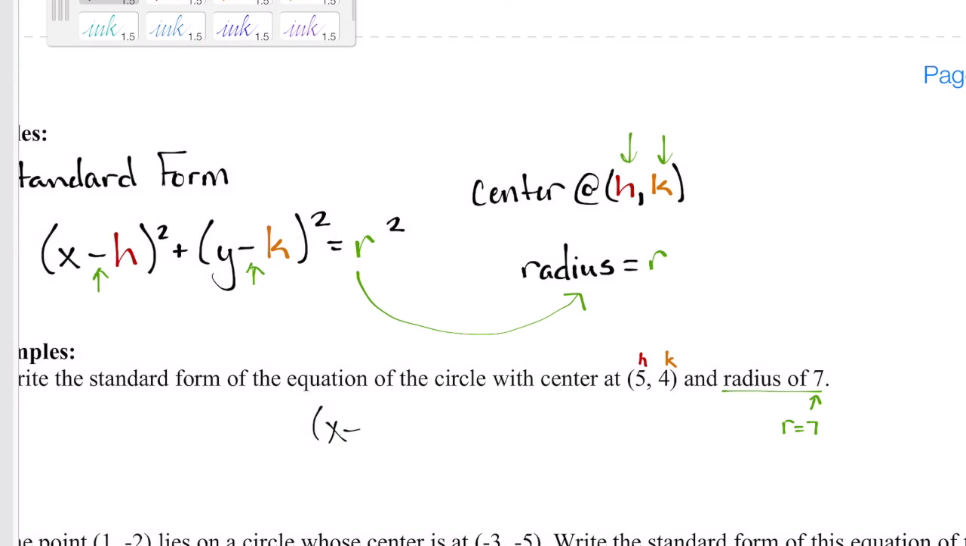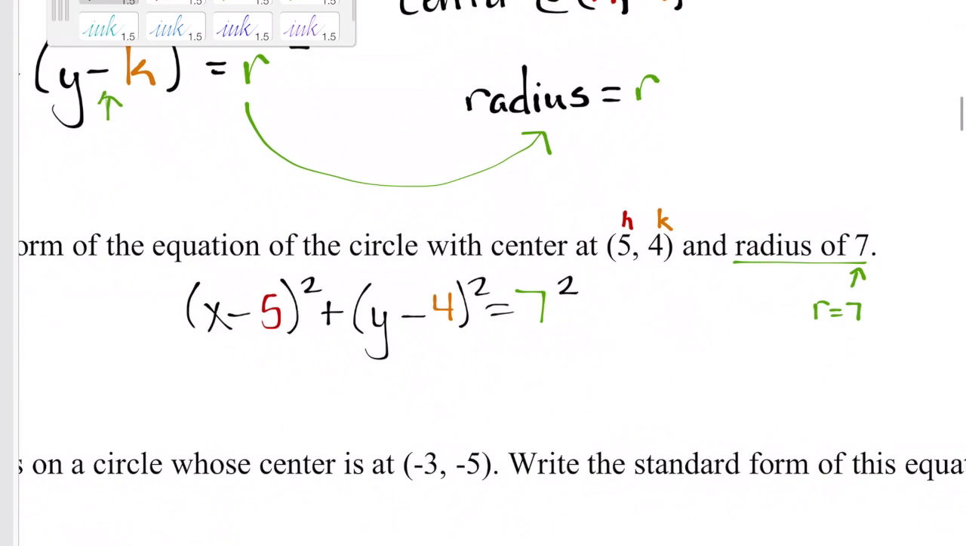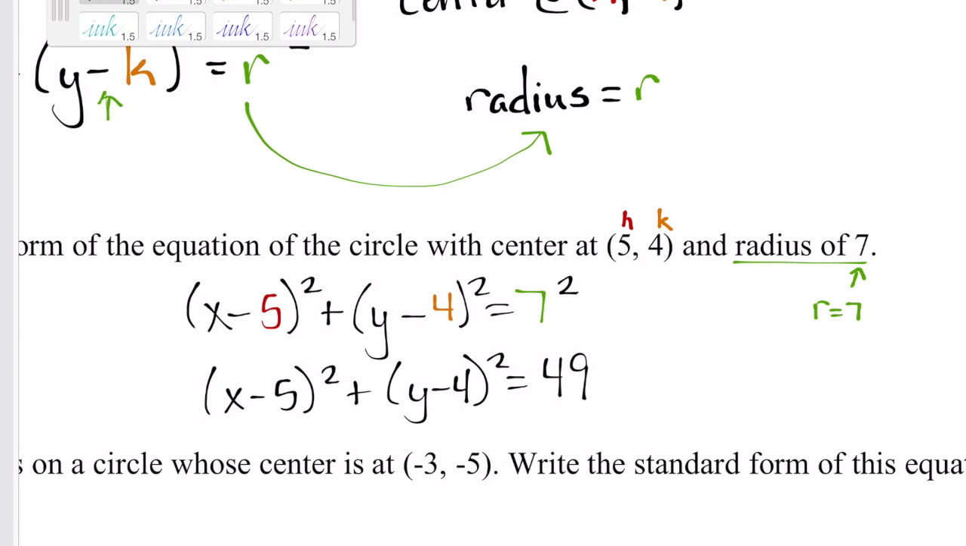So x minus my h is 5. Close those parentheses, quantity squared. And then y minus my y value for the center is 4, quantity squared, equals 7 squared. And the last thing we just need to do is to square the 7, and that's pretty much it. That's it. That's the whole thing.